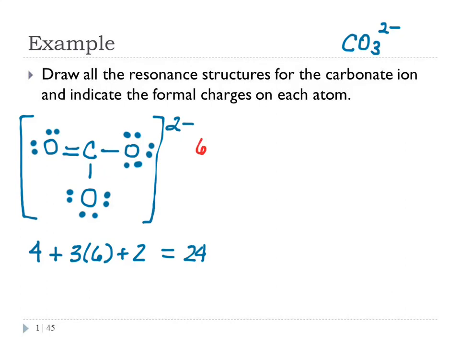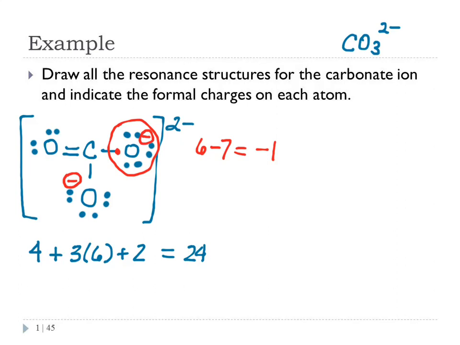So 6 valence electrons for oxygen. How many does it own in the structure? 7. It owns 7, doesn't it? Because it gets this guy. So 6 minus 7 equals minus 1. Is this one going to be the same or different? The same. So what we would do is next to this O somewhere, we'd put a minus. We put a minus and circle it. And this is going to have a minus that's circled. And that indicates the formal charge.